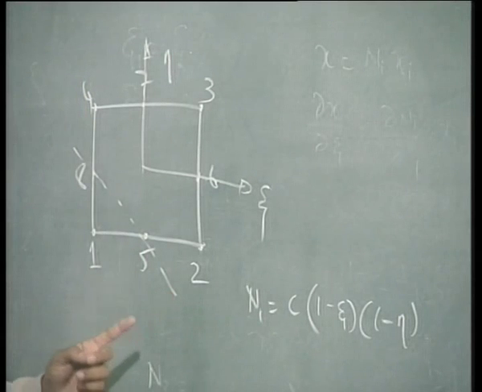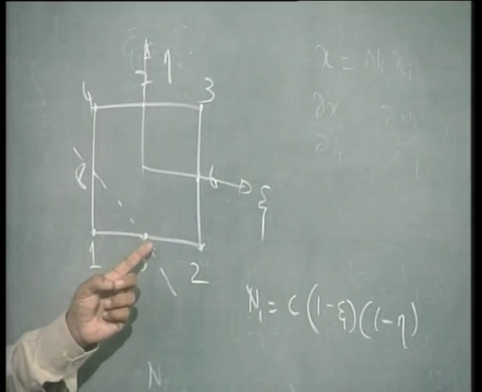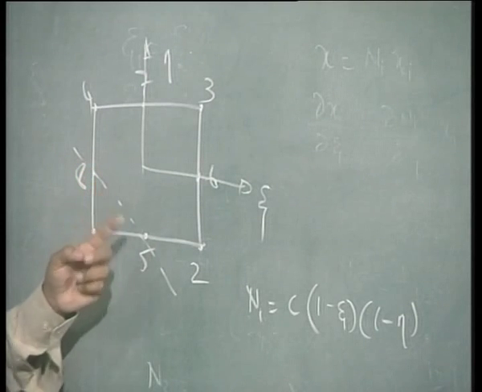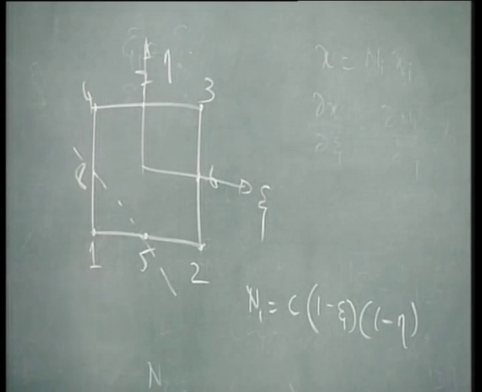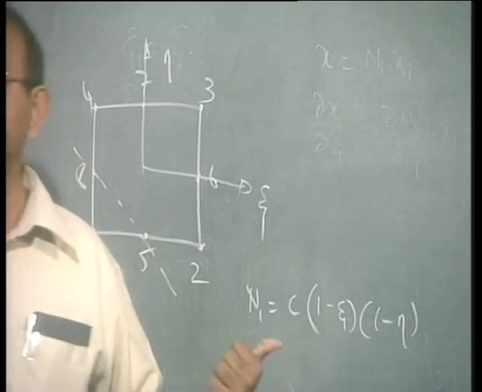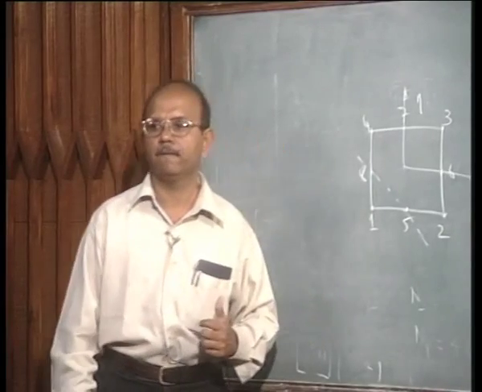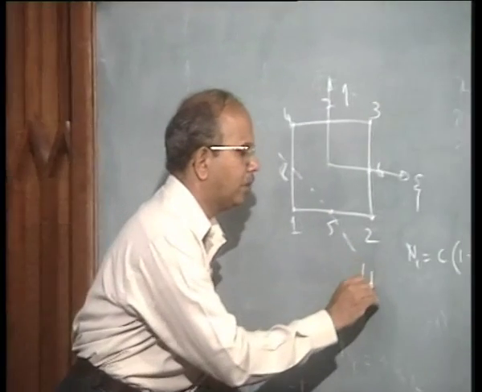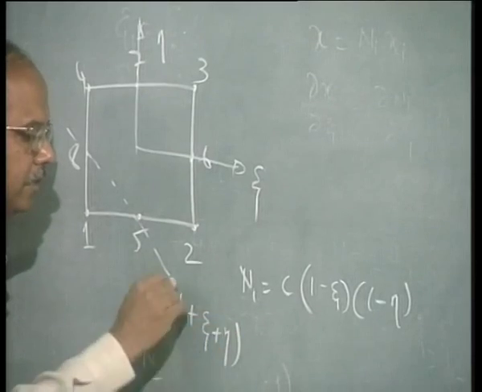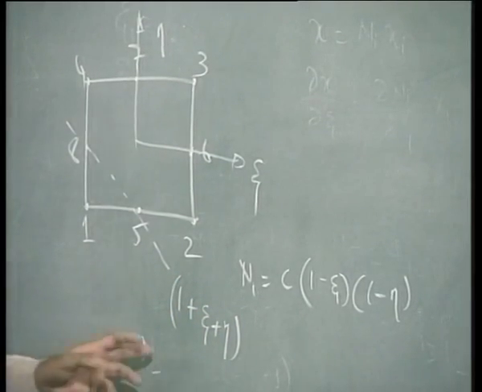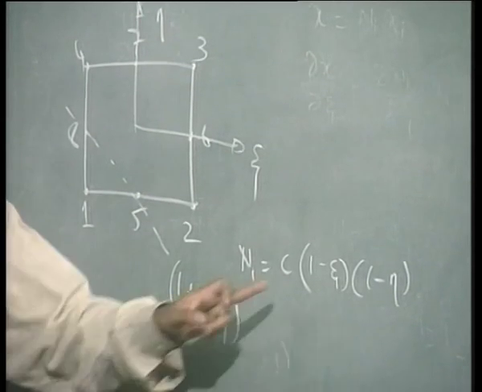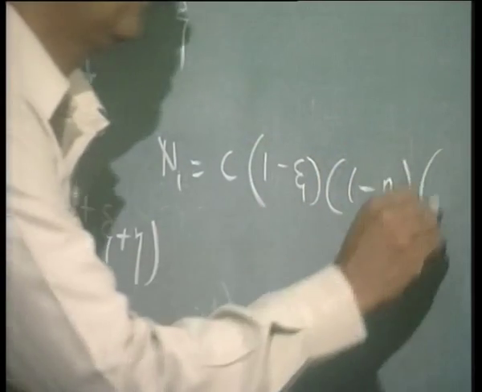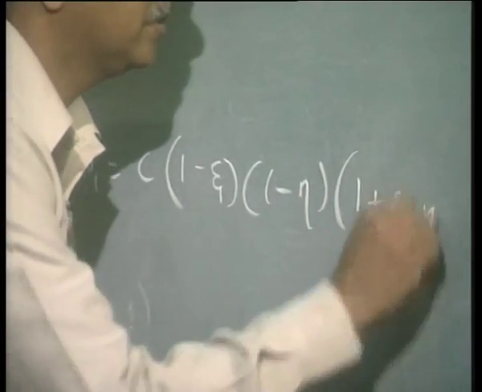Where do they cut? Your a is -1, b is -1. So x by a plus y by b is equal to 1. Now what does that equation become? 1 plus psi plus eta. Fantastic. So 1 plus psi plus eta. So what do I do now with this? I multiply it, here, by 1 plus psi plus eta.